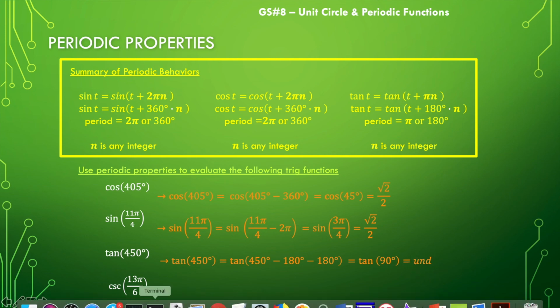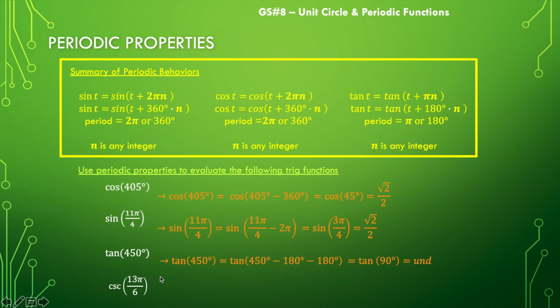And then lastly, if I'm thinking about the cosecant of 13 pi over 6, cosecant is the reciprocal of sine, so I'll use the periodic properties there. So the period is 2 pi. And I can say that the cosecant of 13 pi over 6 is the same as the cosecant of 13 pi over 6 minus 2 pi, which is the cosecant of pi over 6. Now, I don't have these memorized, but I do know that the sine of pi over 6 is 1/2. And so the cosecant would have to be its reciprocal, which is 2.